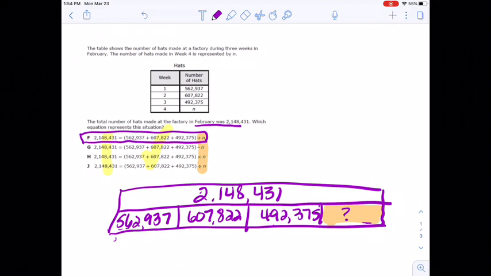Am I trying to divide them into equal groups? Am I trying to add up weeks 1, 2, and 3 and then divide them into equal groups by dividing by N? That's not what our problem asked either. So our problem asked us, using this strip diagram, add all 4 parts together, and that would equal our total, which gives us F.